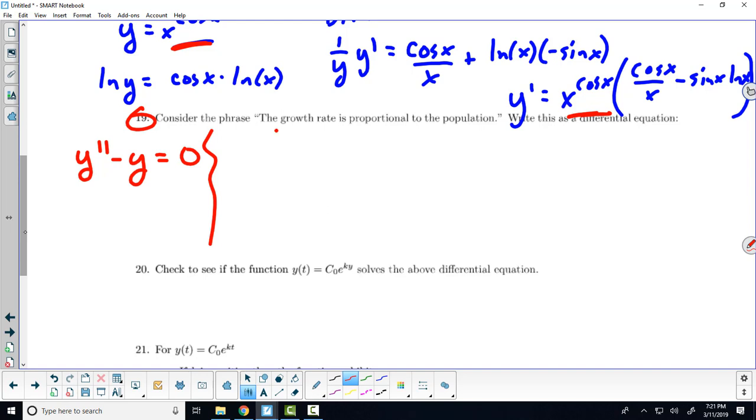There's this phrase that the growth rate is proportional to the population. The growth rate, oh, that's a derivative, right? Because it's got the word rate in it. The rate at which something is changing is proportional to the amount you have. There's a lot of stuff that obeys this rule. On a limited scale, most organisms, I'm thinking like bacteria, grow like this.